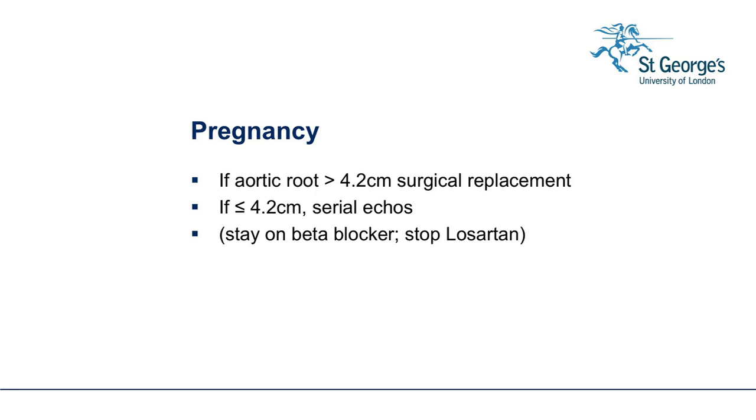If the aortic root is under 4.2 centimeters, then serial echocardiograms each trimester can follow the development of aortic root aneurysm. If the aorta increases, then cesarean section may be indicated, but if it remains stable, normal delivery should be arranged. The patient can stay on beta blocker during pregnancy, but losartan should be stopped.